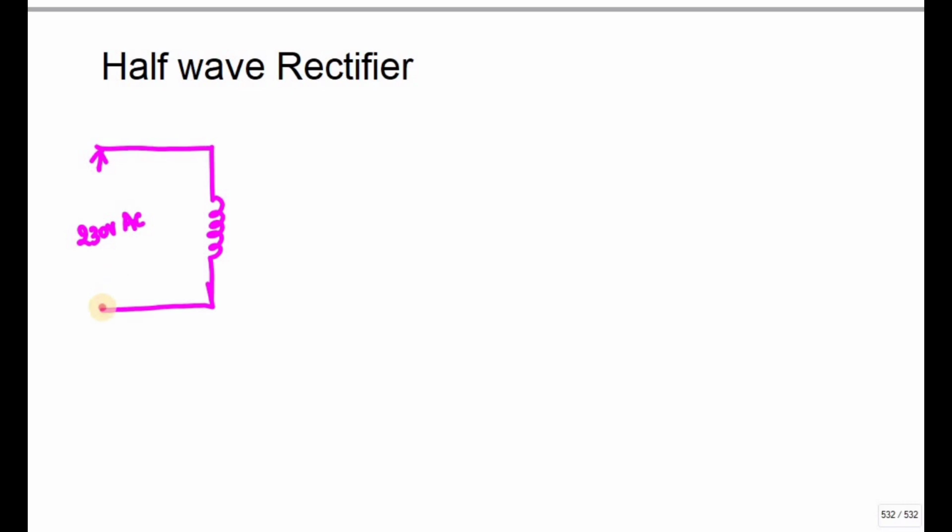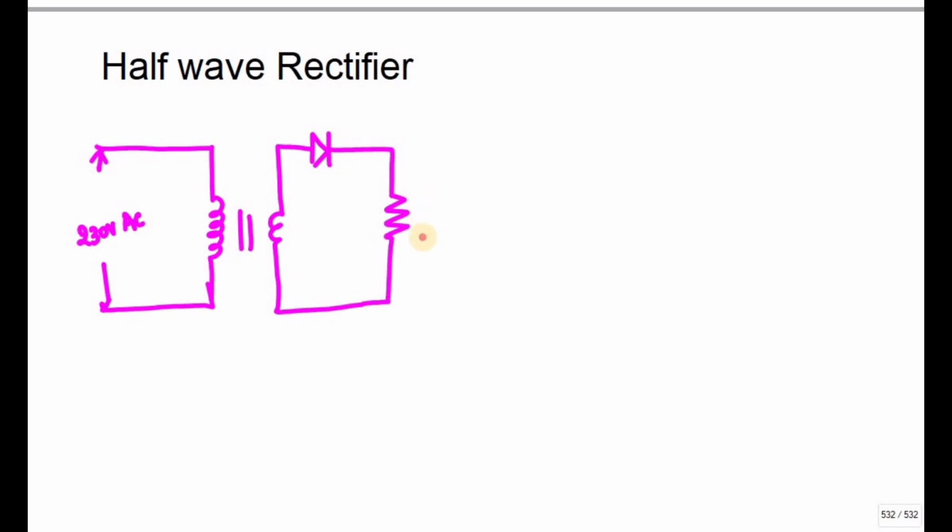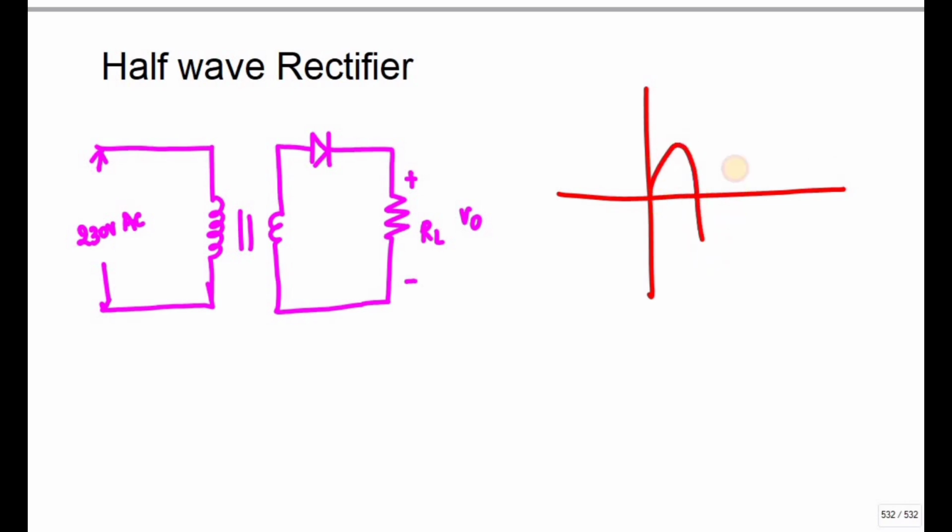I'm Dr. Vinod. In this video, we are going to discuss the working of the half wave rectifier, its applications, and a few derivations. So, what is a half wave rectifier? It is an electronic circuit which converts an AC, that is alternating current, into a pulsating DC. DC means direct current, by allowing only one half cycle of the AC signal to pass.